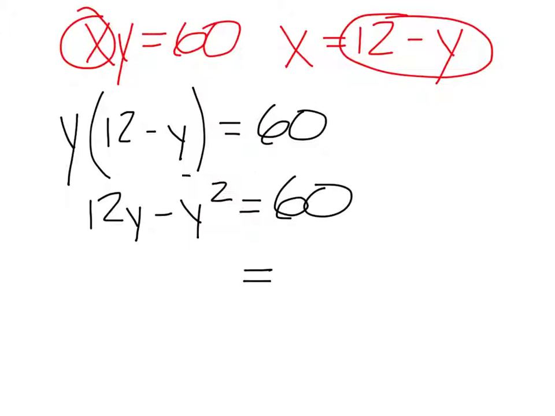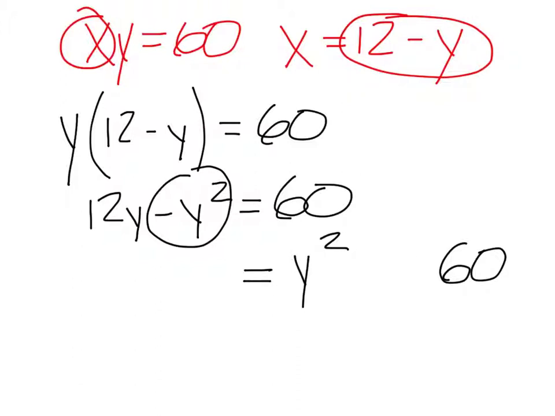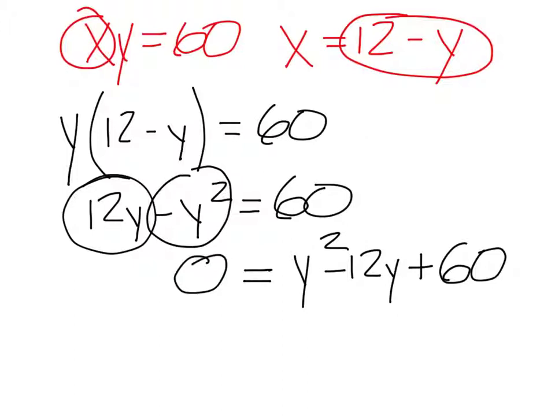But we have a negative on the y squared. How can we make that a positive? Move it. Yeah, we can move it to this side. And we already have a plus 60 there. If we move this over as well, it's minus 12. So 0 equals y squared minus 12y plus 60.